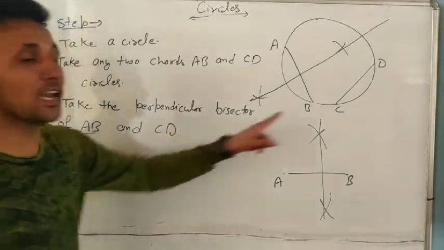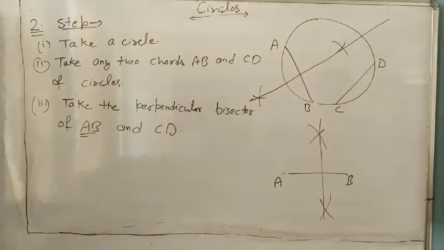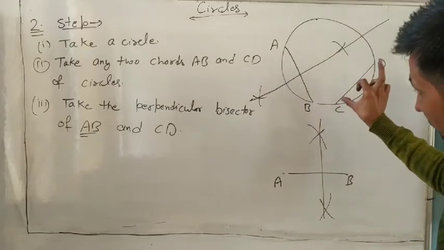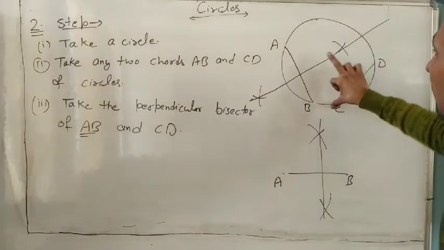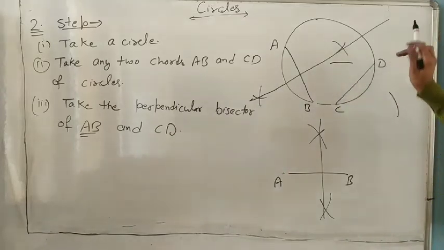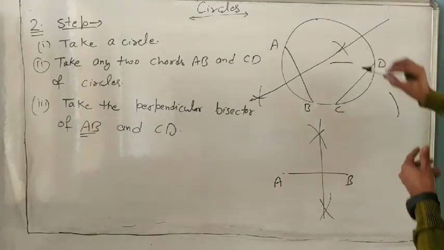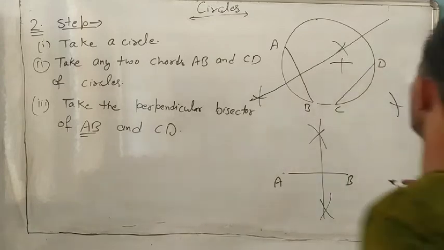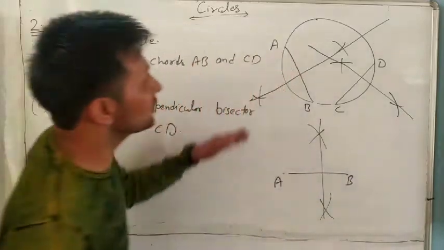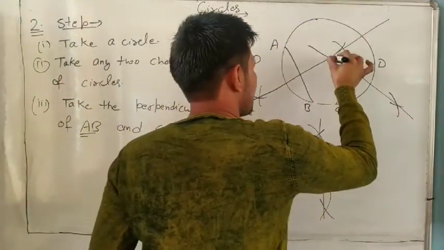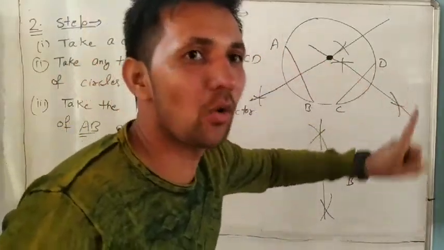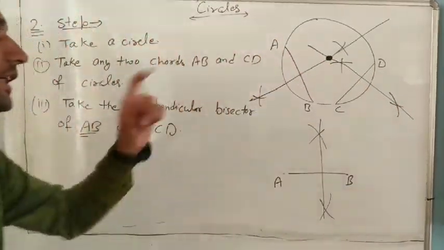Now we will take the perpendicular bisector of CD. Open the compass more than half. Put the pointer on C, open more than half and draw an arc, and one downside. Same as it is, now put the pointer on D and join. Where these two perpendicular bisectors cut each other, at this point, it is the center of the circle.